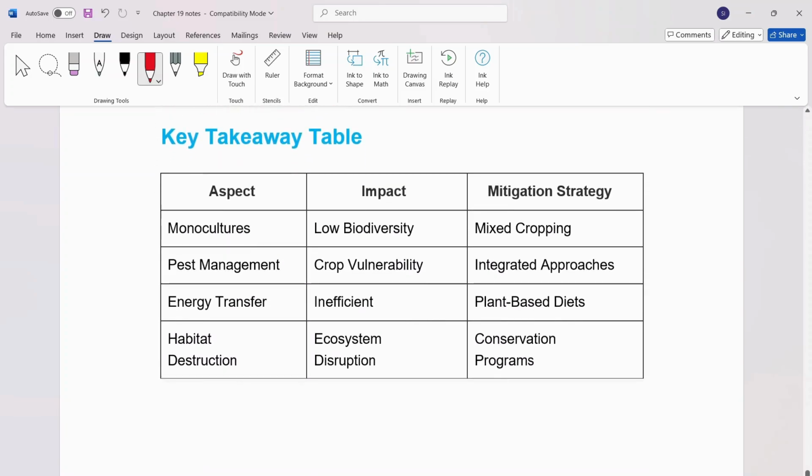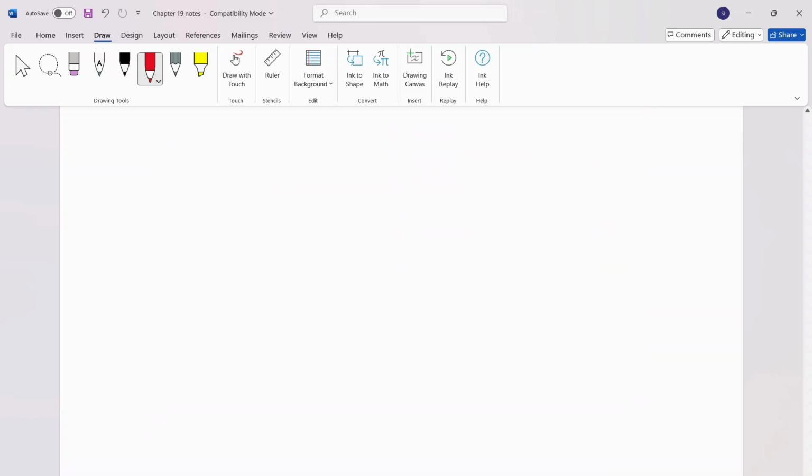Key takeaway tables: monocultures, impact is low biodiversity, mitigation can be by using mixed cropping. Pest management, impact is crop vulnerability, and mitigation strategy is integrated approaches. Energy transfer, inefficient, so we need to transition to plant-based diets. Habitat destruction, impact on ecosystem disruptions, so conservation programs are required as a mitigation strategy.